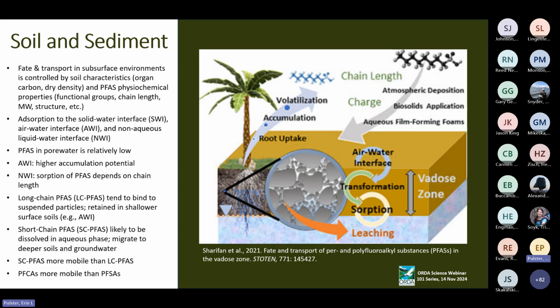The long-chain PFAS compounds tend to bind to the suspended particles, and that's why a lot of times you'll see them in the sediments as opposed to the water column. They're typically retained in the shallow surface soils, whereas the short chains are more mobile than the long chains, so they can tend to move down into our groundwater.